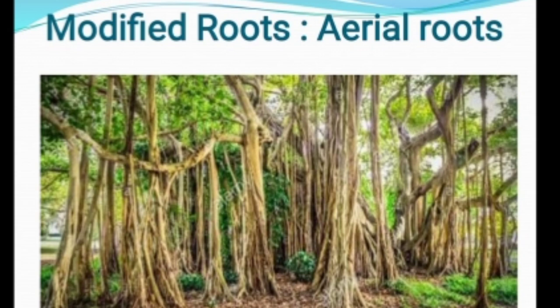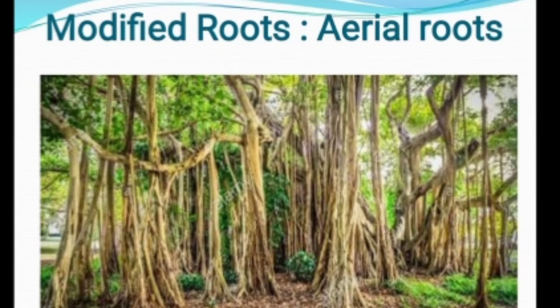Now a banyan tree you must have already observed, they are growing from the tree, arising from the tree, and they penetrate again back into the soil and they absorb the nutrients and give them to the tree. Also they give additional support to the tree. So here we can see in the example of a banyan tree.